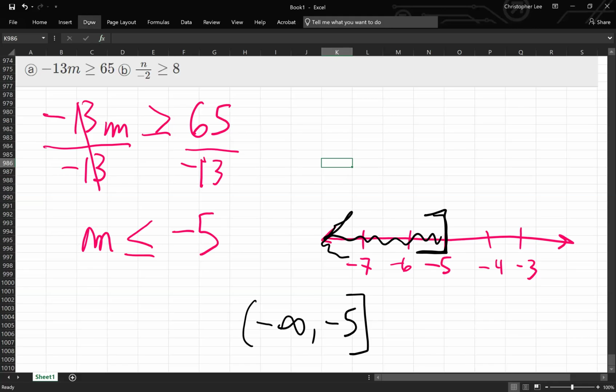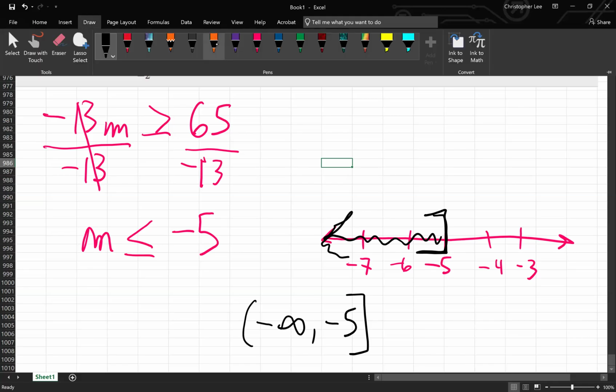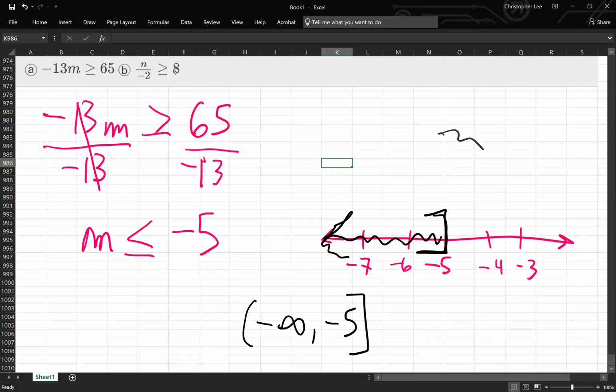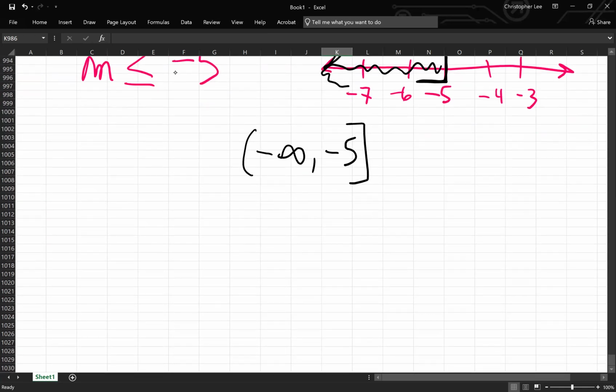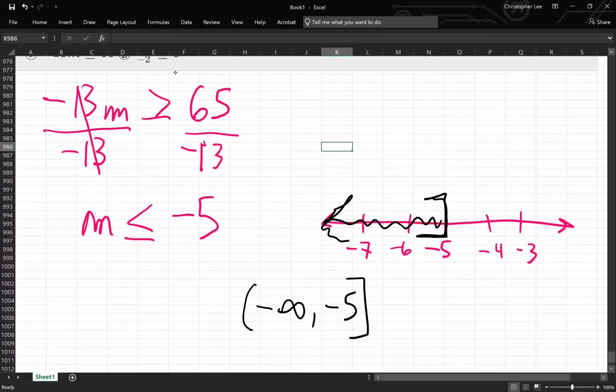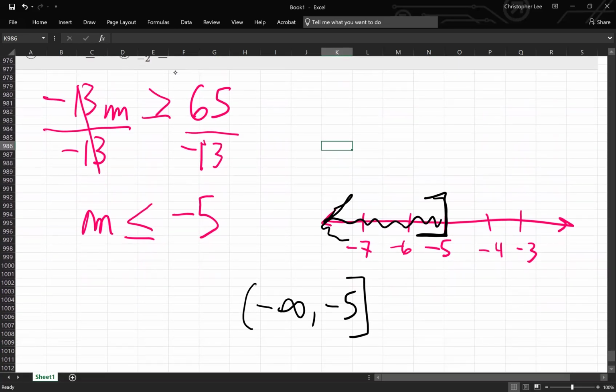All right, let's look at B real quick. So for B, and I've never seen this type of question before, I have n over negative 2 is greater than or equal to 8.